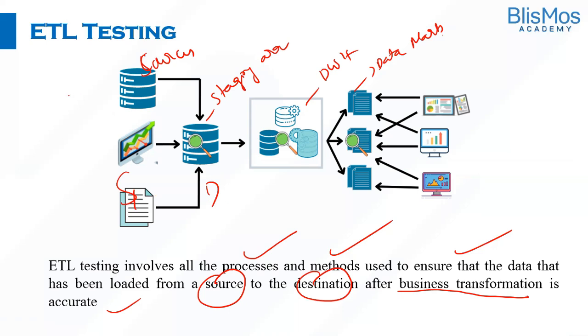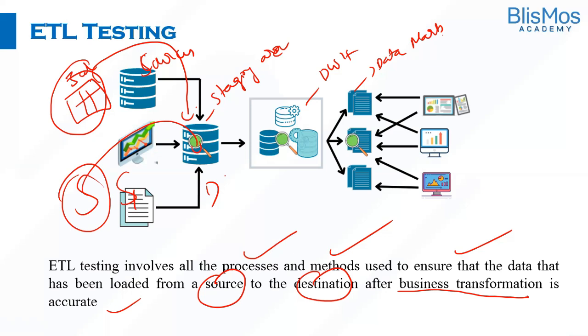Assuming that you are trying to move a table with some 3 columns into the target, being the staging area here, we need to ensure whether the whole of this data has been moved here or not. But one more aspect to be kept in mind is we also need to ensure whatever business transformation was proposed as a part of the product is taken care of or not. Otherwise, what is the fun? So ETL testing involves all those processes and methods to ensure the data loading is accurate after the business transformation. That is what is being validated by ETL testing.